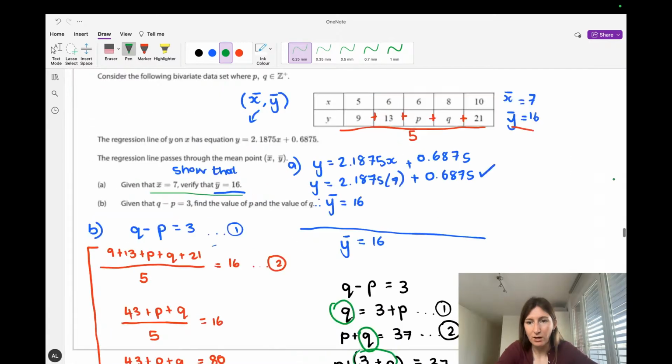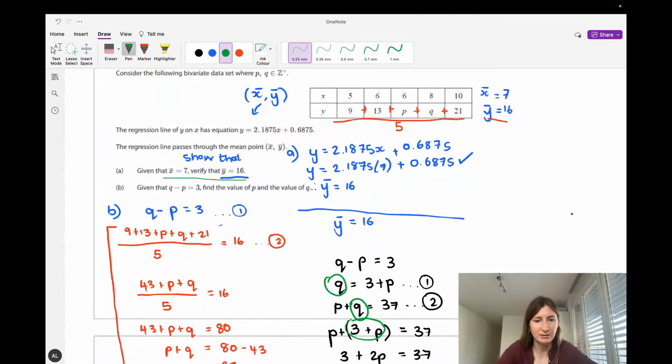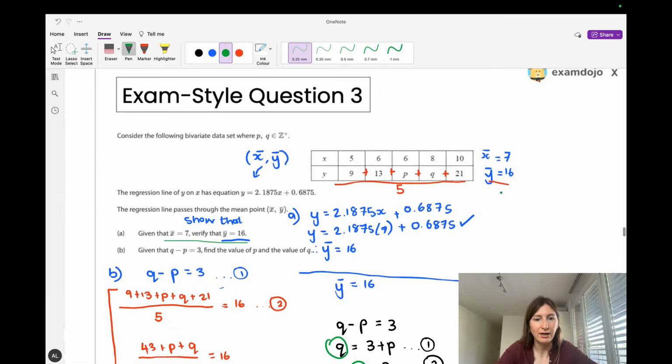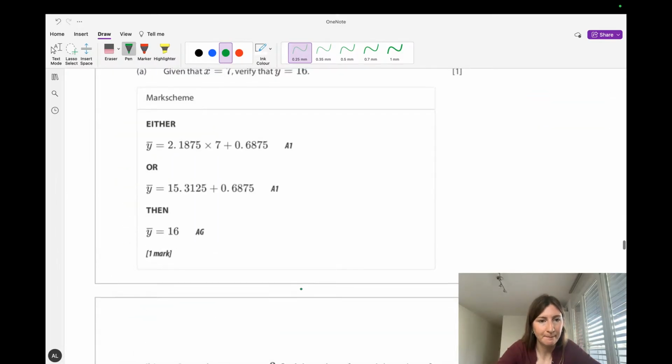So that was 4 marks. That's quite a lot of marks. Even if you're not sure how to set up the situation or how to solve it, just try and make some relationships. Try and write something down. You often get marks for attempting. So let's see the mark scheme.